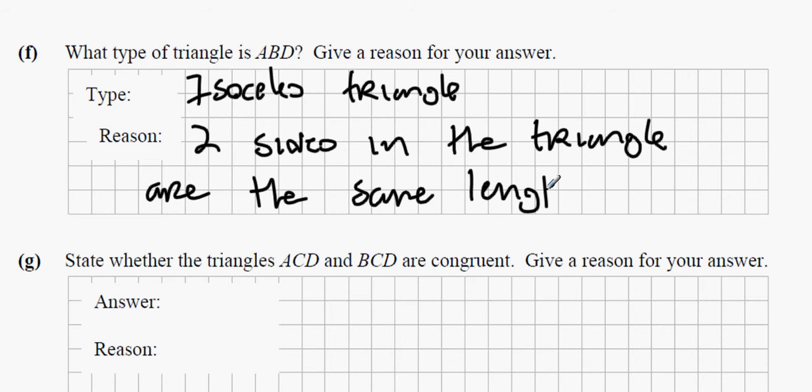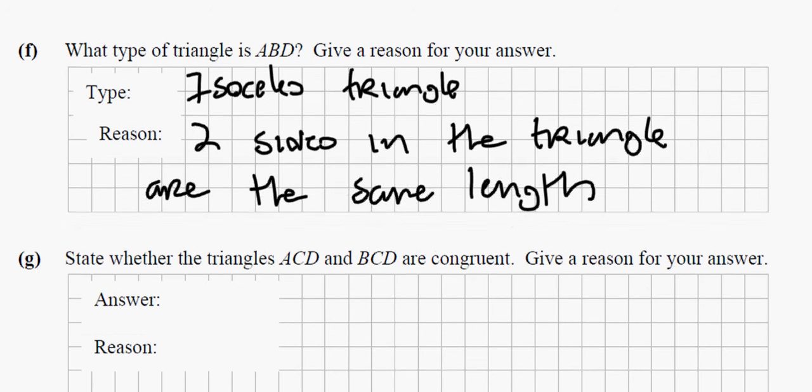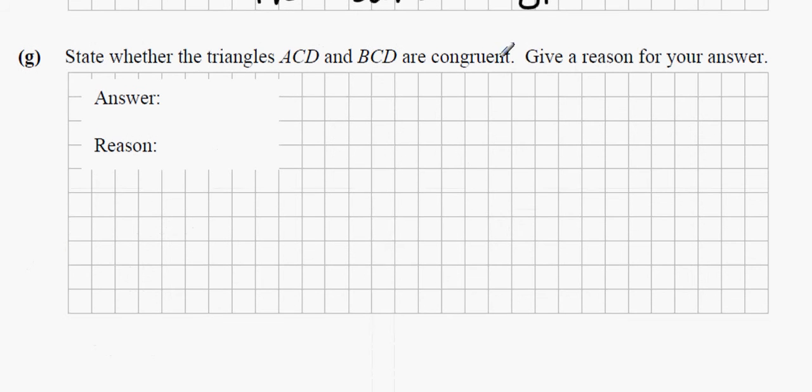Okay. State whether the triangles ACD and BCD are congruent. Give reasons for your answers. Now remember what congruent means. Congruent basically means prove they're the same. So prove it's either SSS, all the sides are equal, or side angle side is equal.